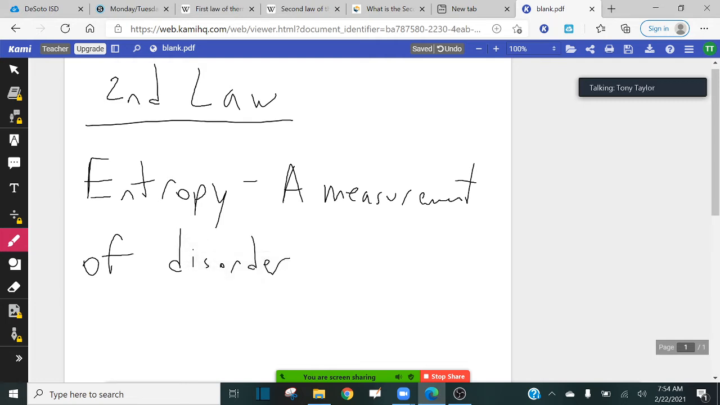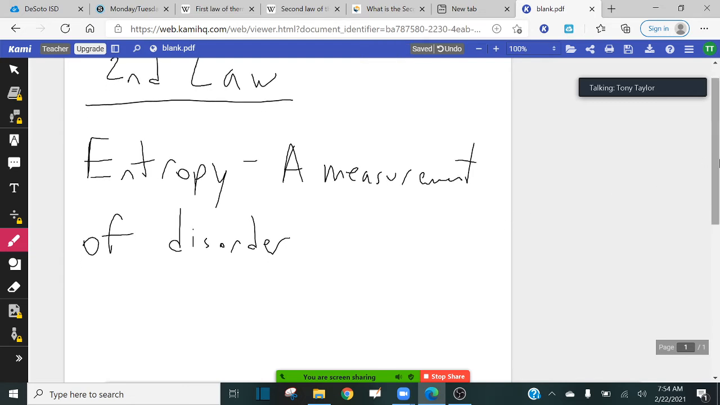That's what entropy is. Entropy just means disorder or randomness. And basically, the second law of thermodynamics states that things in a closed system tend to become more random or more disordered with time.